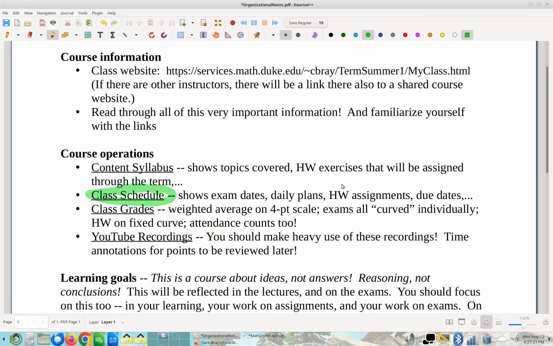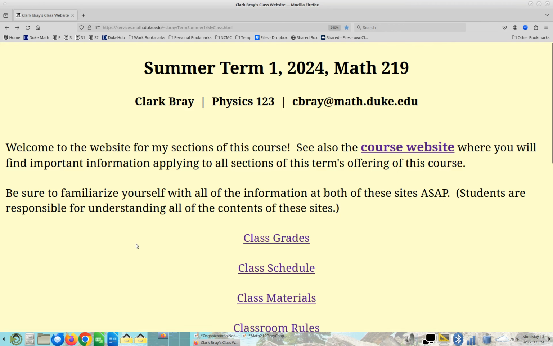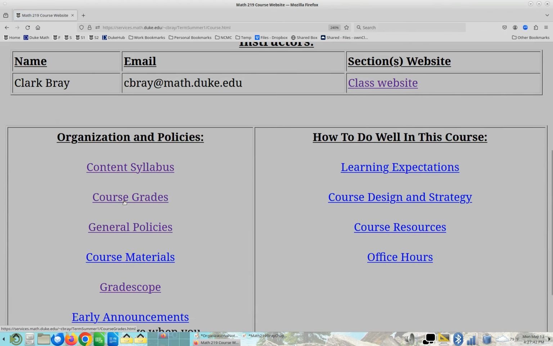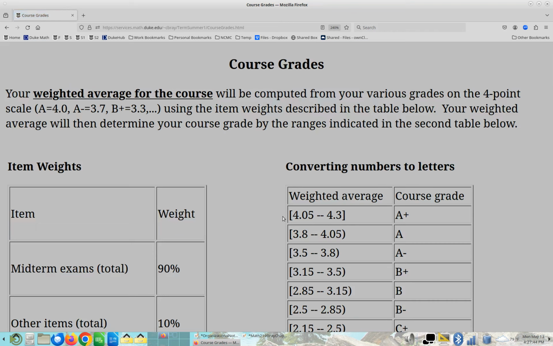Back to the outline. And let's see here. Let's talk about class grades. Okay, so very important topic. And again, everything you need to know is on the website. We will start on the course website here, where there are some, again, sort of broad, course-wide type stuff. Again, all of this is relevant to our class.